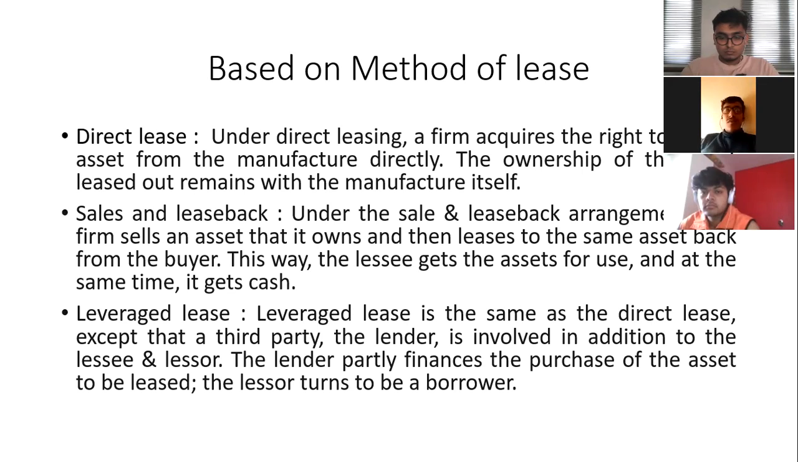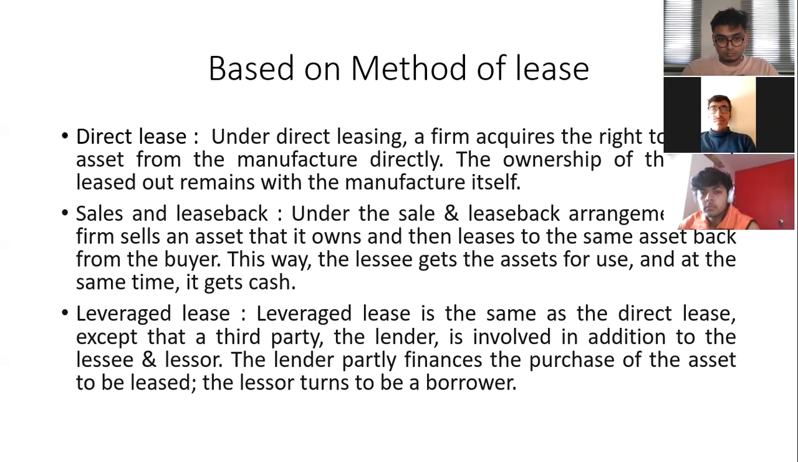And now we will discuss the lease which is based on method. There is the direct lease. Under direct leasing, a firm acquires the right to use an asset from the manufacturer directly, and the ownership of the asset leased out remains with the manufacturer itself. Sales and leaseback. Under the sale and leaseback arrangement, the firm sells an asset that it owns and then leases the same asset back from the buyer. This way, the lessee gets the asset for use and at the same time gets cash.